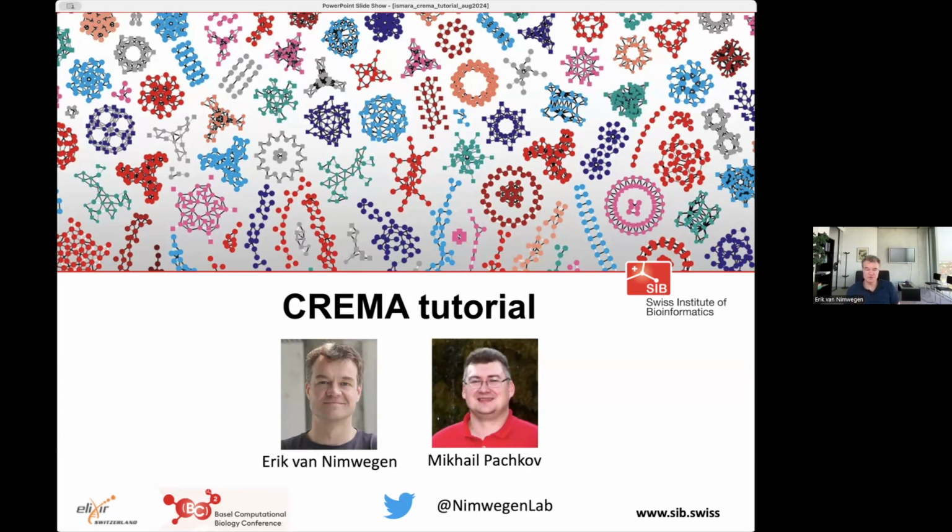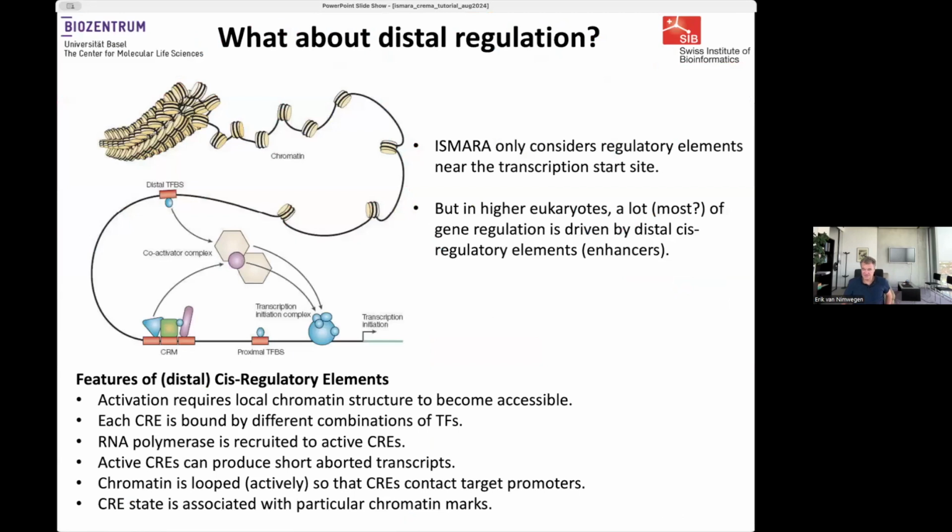This session, I'm going to talk to you about a more recent tool, and this is called CREMA for Cis-Regulatory Element Motif Activities. All right, so what is CREMA about? In a sense, CREMA is about distal regulation. As you know, in higher eukaryotes, a lot of the gene regulation is not implemented by binding sites at the promoter, but in fact is implemented by binding sites that are at distal cis-regulatory elements that can be up to hundreds of kilobases away from the promoter.